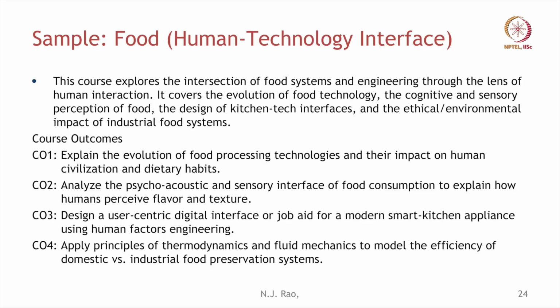Let us look at a few examples of the course outcomes of such a course. Explain the evolution of food processing technologies and their impact on human civilization and dietary habits. Okay, we have been processing food right from early times. That is, you take some grain and pound and convert it into a powder, or you use some fruits and extract oil out of that, and you deep fry. These kinds of things have been there for several millennia. But that kind of technology is growing very fast, and that's why you have all the time new types of food items appearing in the market.